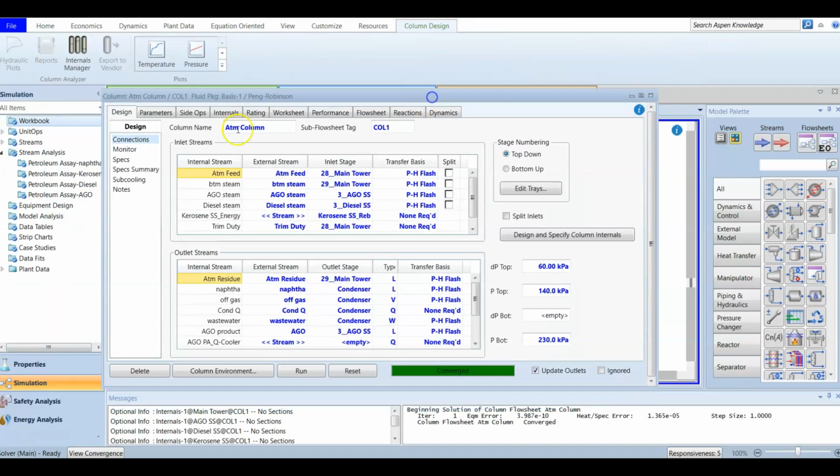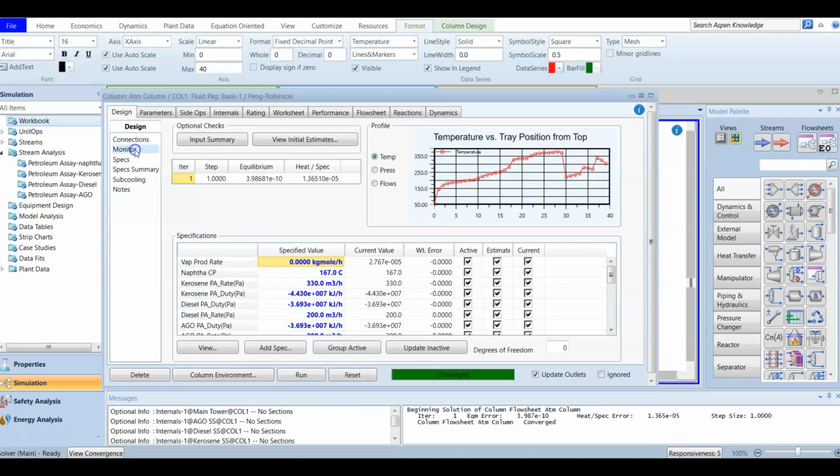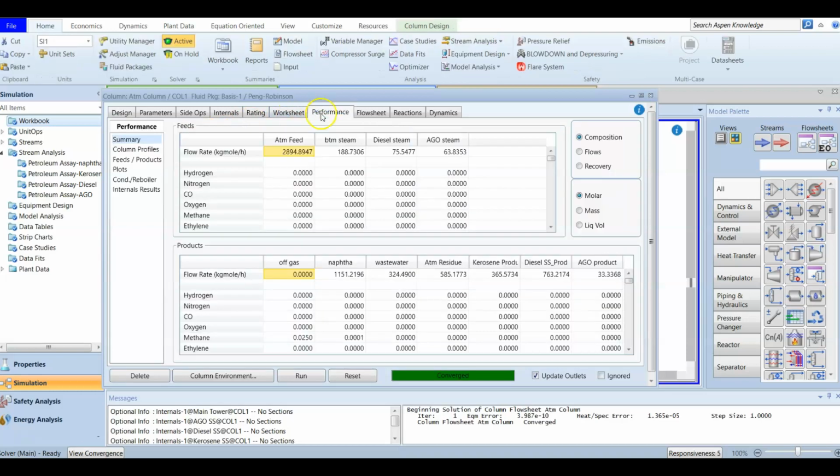So from here, in a spec, go to the monitor. Any numbers related to the duty and the performance, go to the performance. You have a lot of information that you can answer questions from in this section.